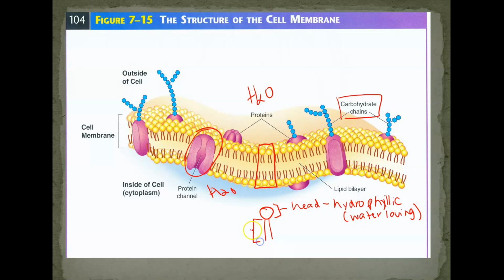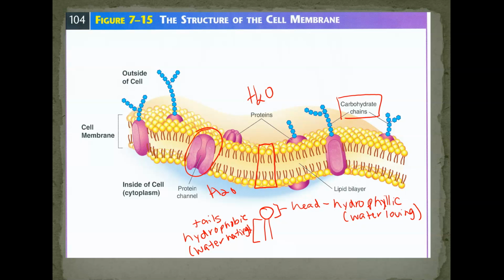And then we have our tails, which is hydrophobic, which means water hating. And you can see that our tails are pointed in the inside of our membrane here. That allows us to see that usually you're not going to see any water particles between the two layers of our membrane.